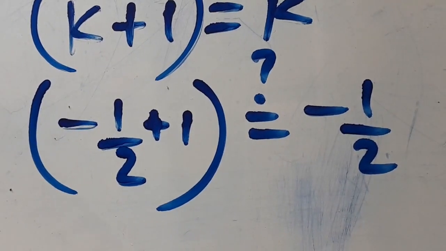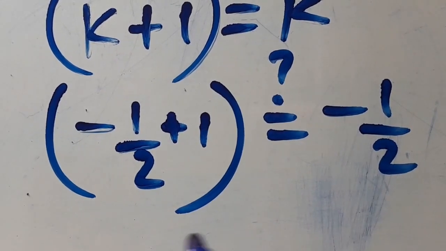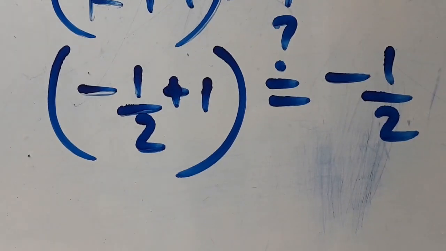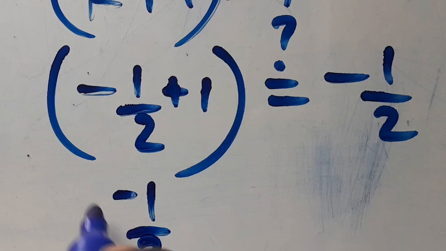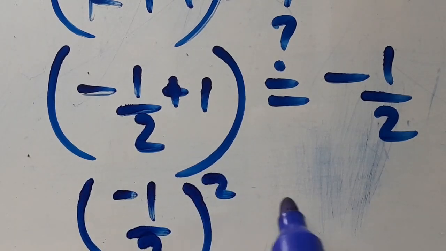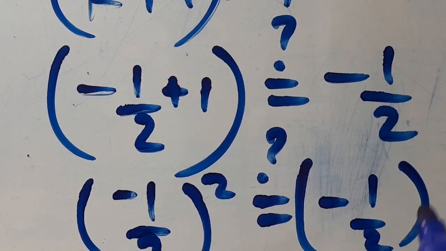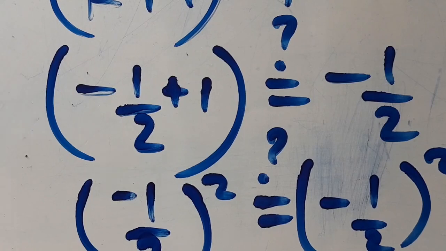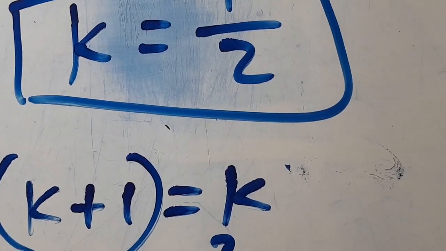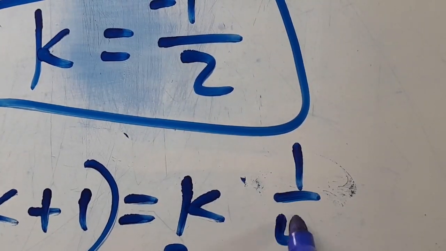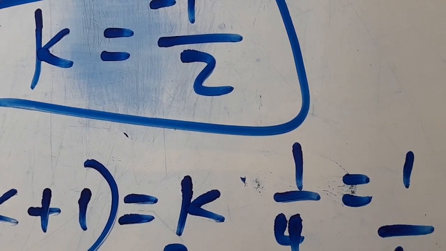Then from here, we have minus 1 over 2. Let's square it. If it's going to give us minus 1 over 2 again, all squared. So definitely, this will be the same thing. This one will be 1 divided by 4 equals 1 divided by 4.